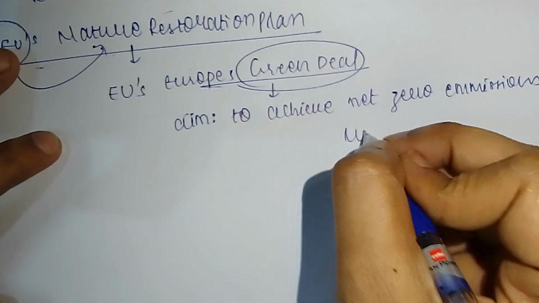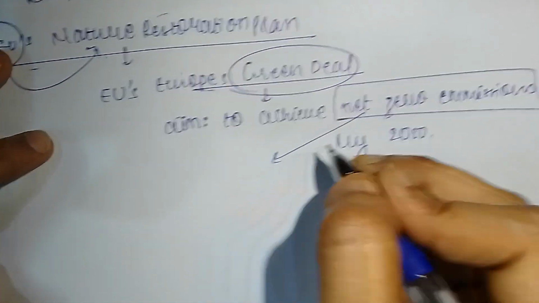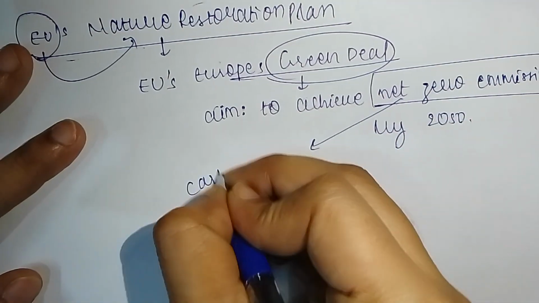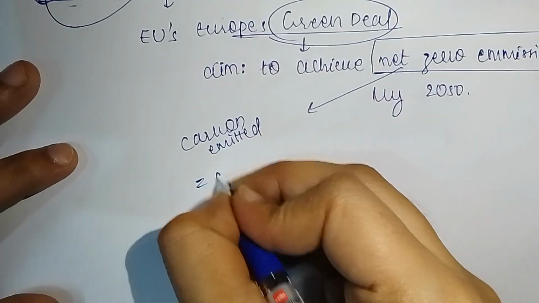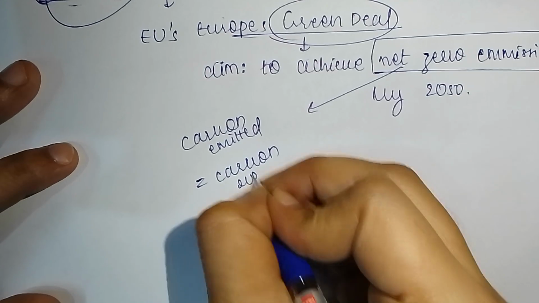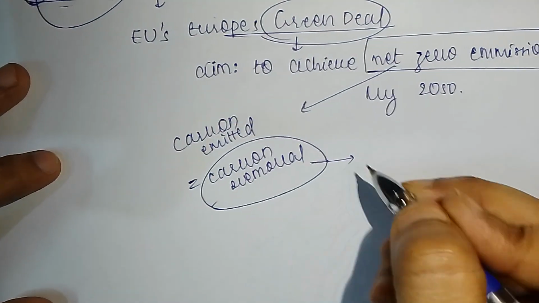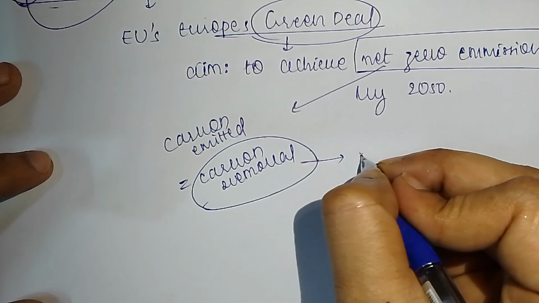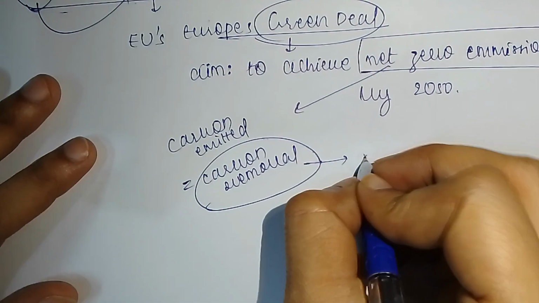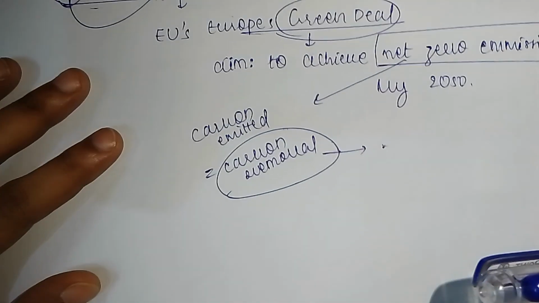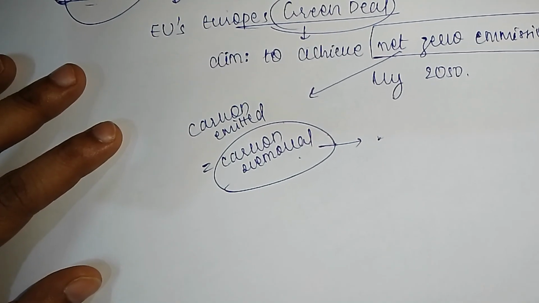by 2050. When you say net zero, what does it mean? The amount of carbon emitted should be compensated with carbon removal. This carbon removal can be through afforestation, reforestation, or soil carbon sequestration. So the amount of carbon emitted should be equivalent to the amount of carbon removed. It can also be through the adoption of green technologies. Okay.